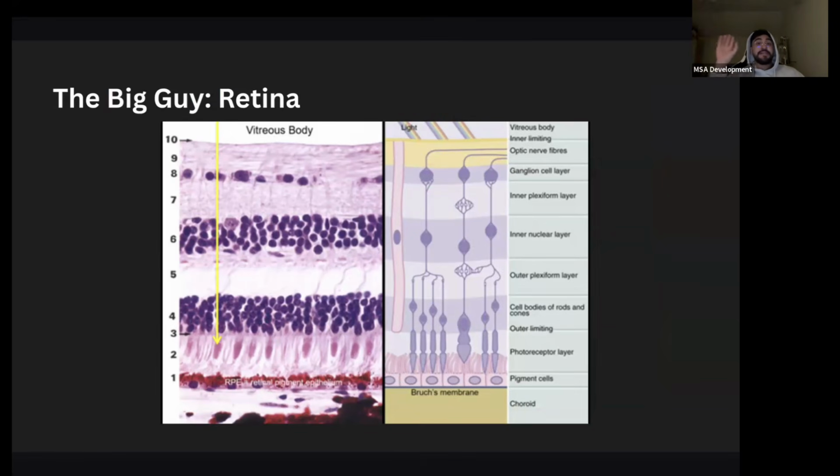Retina is the big guy. It has 10 different layers, and you must know every single layer and what each layer contains. Okay, so here, this is the vitreous body of the eyeball. And then after the vitreous body, you'll have the optic nerve fibers, ganglion cell layer, the inner plexiform layer, inner nuclear layer, you'll have your outer plexiform, all the way to the choroid.